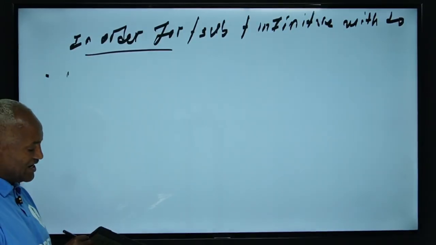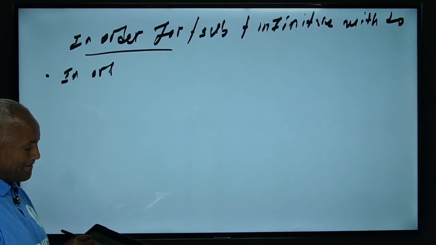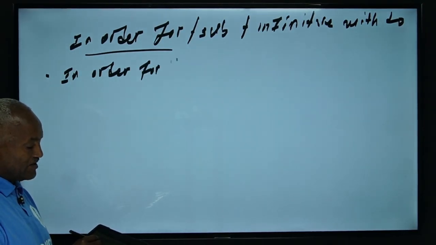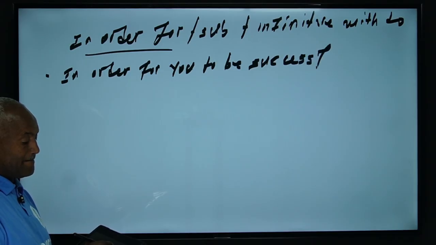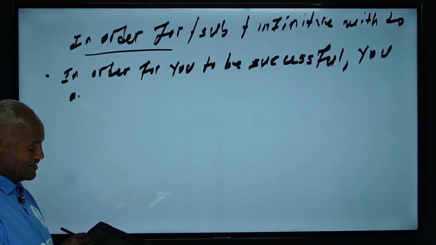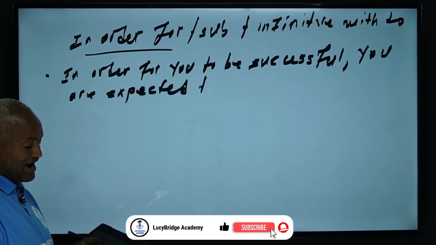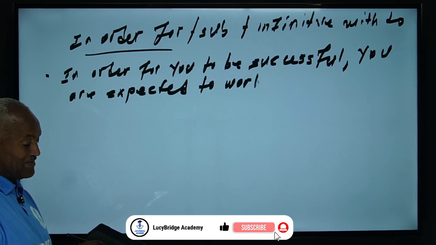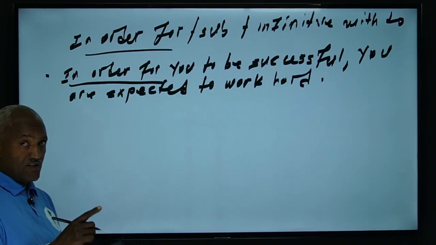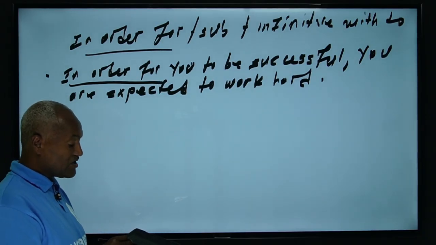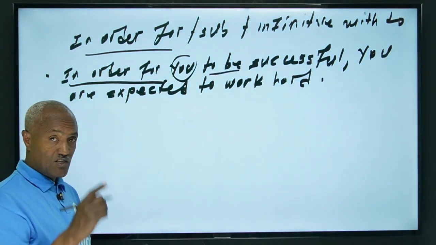For instance, we can use it like this: in order for you to be successful, you are expected to work hard. Have you seen? Here, in order for you, not in order to. That is another pattern. If it is in order for you, the subject comes, then infinitive with to. This is what you have to remember.